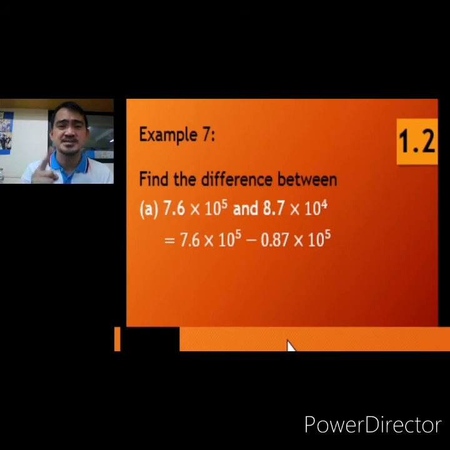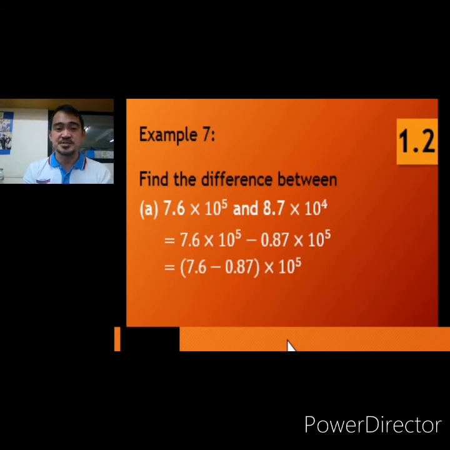Maybe you're asking why it became 0.87 times 10 raised to 5. We changed 8.7 times 10 raised to 4 so that they will have the same power of base 10, which is 5. We divided 8.7 by 10 and we add 1 to the power of your base 10. Remember, when you divide a number by 10, this is the same thing as moving your decimal point to the left one place. Okay? Let's continue.